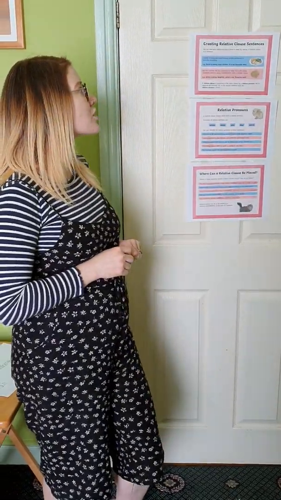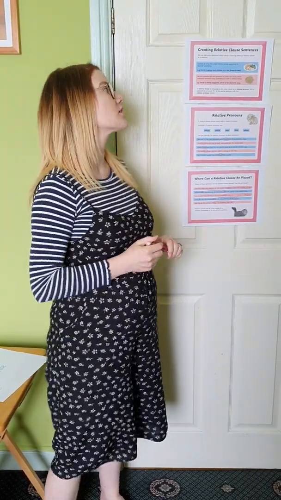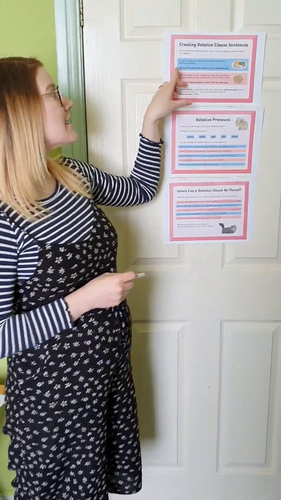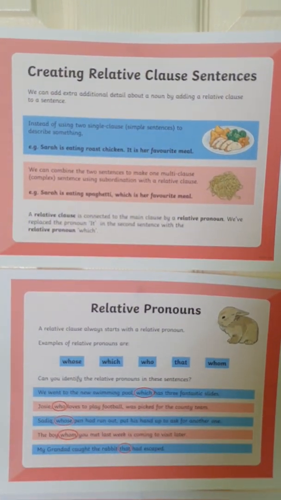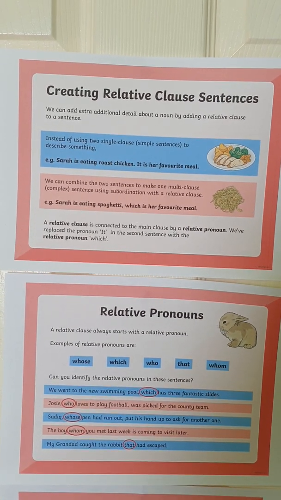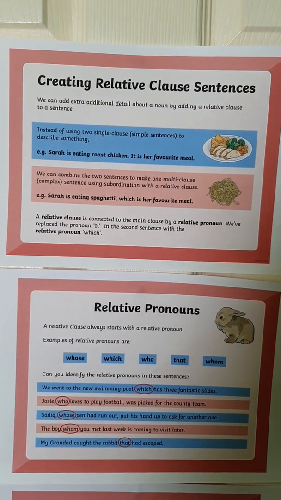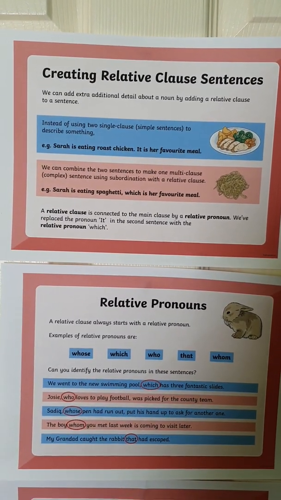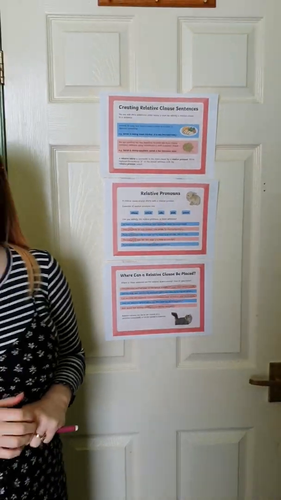So we can add extra additional detail about a noun by adding a relative clause to a sentence. So here we've got a sentence that says, Sarah's eating roast chicken. It is her favourite meal. These are two separate sentences. But with a relative pronoun, we can combine the two sentences to make one multi-clause sentence using subordination with a relative clause. So a relative clause is connected to the main clause by a relative pronoun.